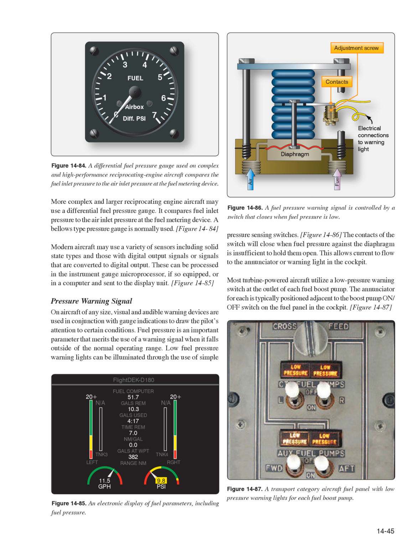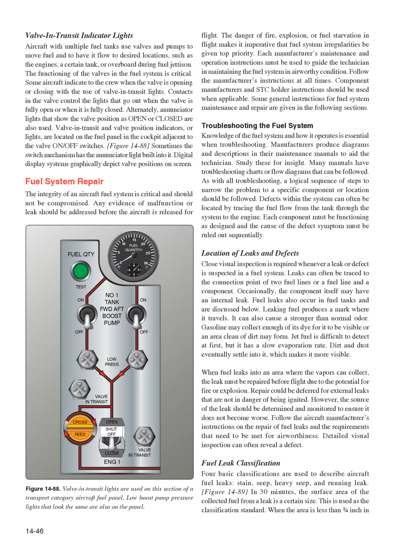Figure 1486, the contacts of the switch will close when fuel pressure against the diaphragm is insufficient to hold them open. This allows current to flow to the annunciator or warning light in the cockpit. Most turbine-powered aircraft utilize a low-pressure warning switch at the outlet of each fuel boost pump. The annunciator for each is typically positioned adjacent to the boost pump on/off switch on the fuel panel in the cockpit.